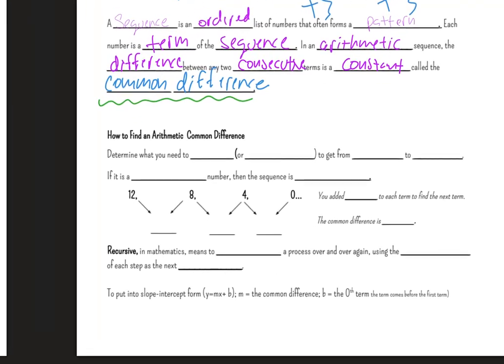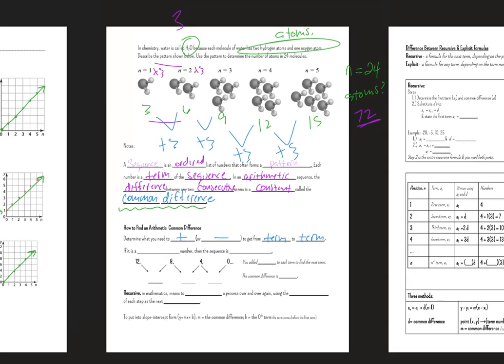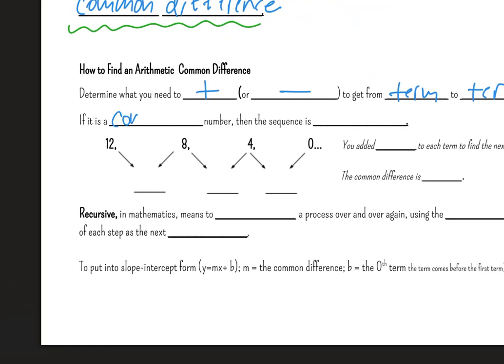So how do you find an arithmetic common difference? Well, determine what you need to add or subtract to get from term to term. I mean, that's what would have happened up here. We didn't write it out. We wrote it out visually as opposed to the numbers right here. But if I just started writing 3, 6, 9, 12, 15, you might have said, well, hey, that's a difference of 3 each time. And I'd have said, yeah. So if it's a constant number, meaning if it's 3 every time, then the sequence is arithmetic.